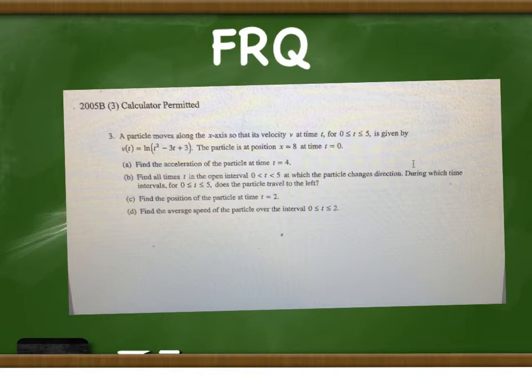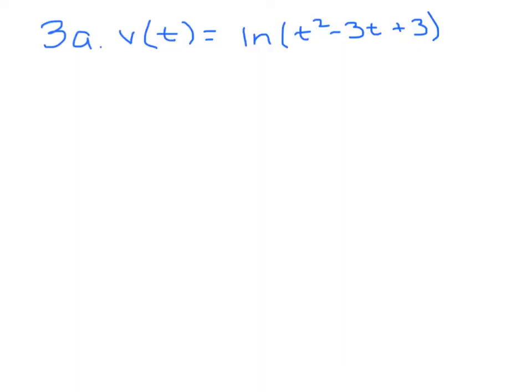Please read the following FRQ, which is calculator permitted. You should be done now. The first question asks us to find the acceleration of the particle at time t equals 4.